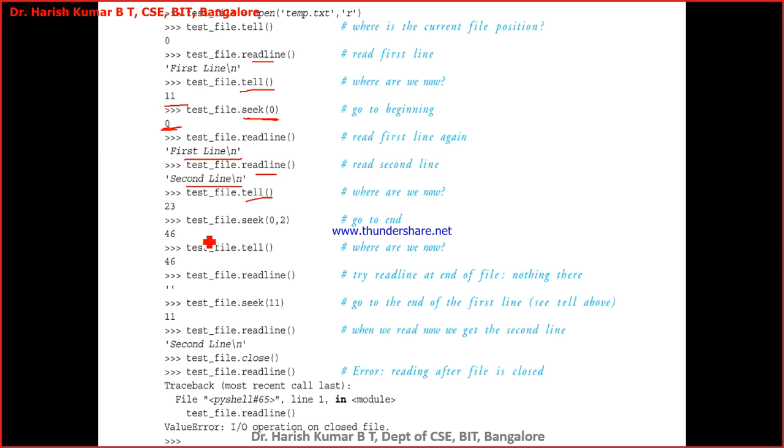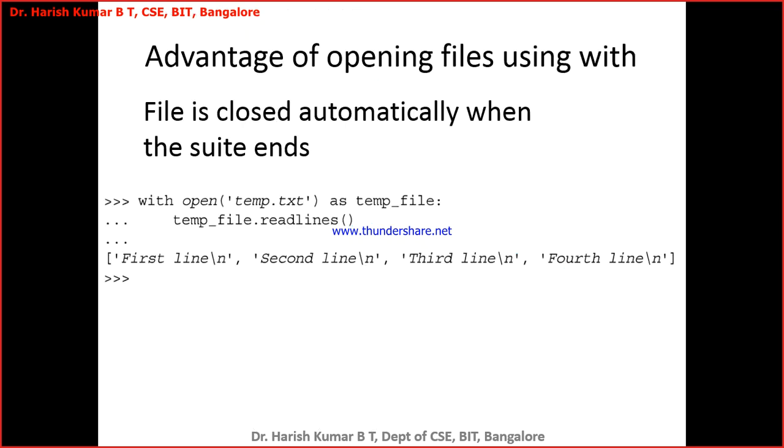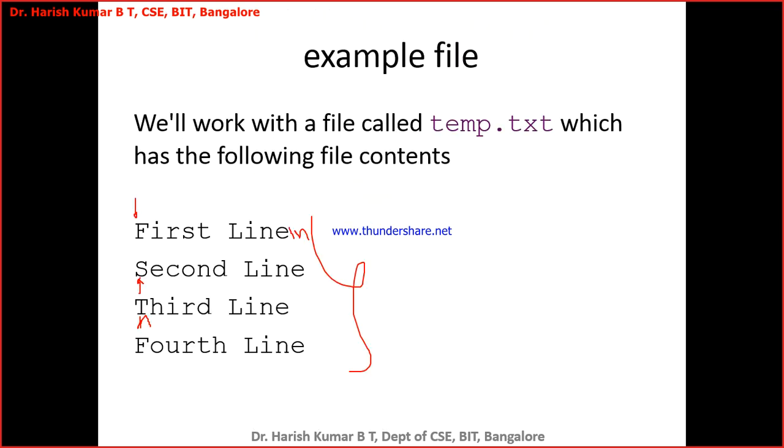What will this do? It will go to the end, and from the end, what is the displacement? 0. That means I want to position my read write pointer at the end, and from the end, how many bytes? 0. So stop there only. Now it gets positioned to this position. This is the 46th byte.